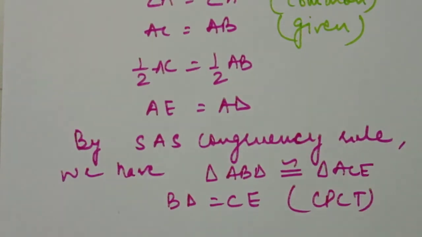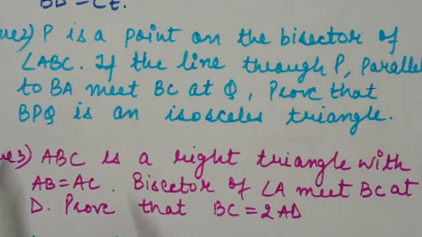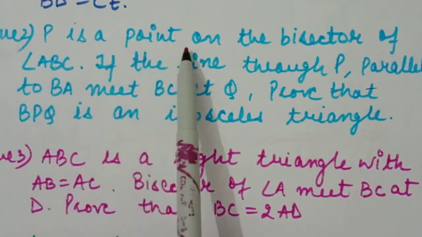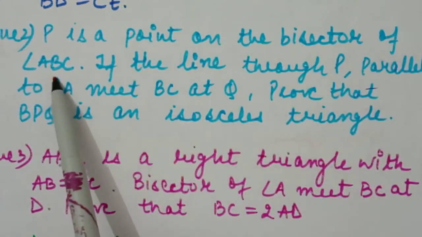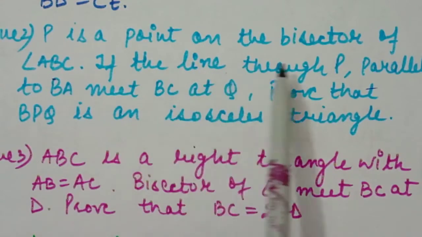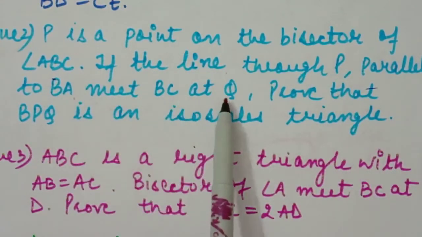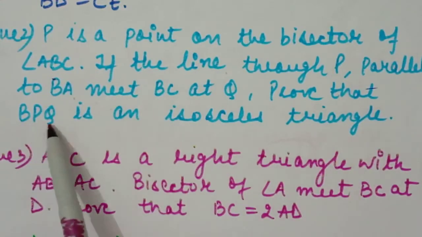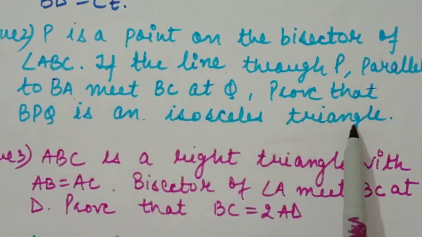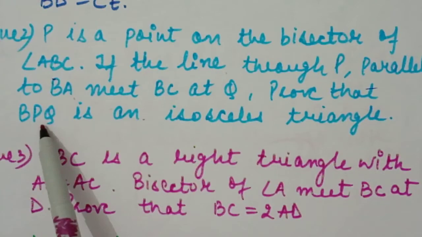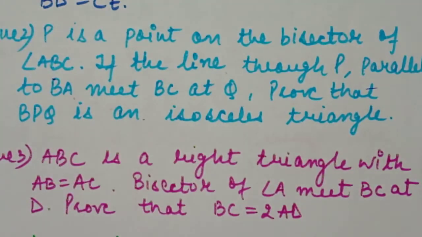Now question number 2. The second question was: P is a point on the bisector of angle ABC. If the line through P parallel to BA meets BC at Q, prove that BPQ is an isosceles triangle. We have to prove that BPQ is an isosceles triangle.